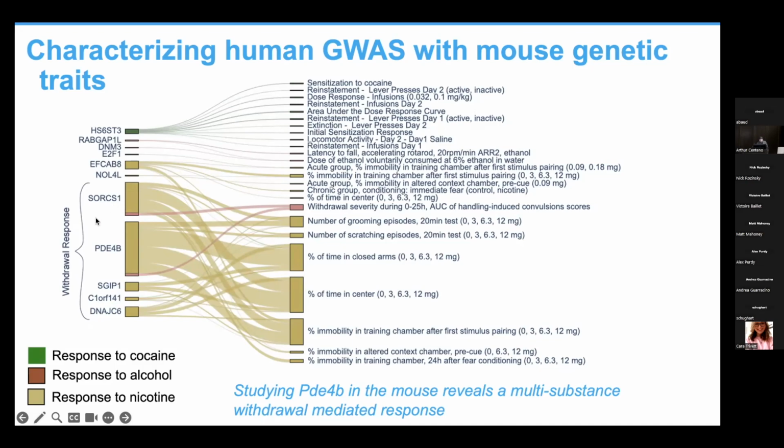So what we can see here, if we look at this gene, PDE4B, which is of particular interest, we can see that it's related to withdrawal response, and it's across multiple substances, both alcohol and nicotine. And when we really dug into the data, we learned that the effect increases as the dose of the drug increases, right? So what that tells us that we didn't know about the findings in the human is that we have a multi-substance withdrawal-mediated response with PDE4B, right? So that really allows us to get much more specific than we can do in humans.